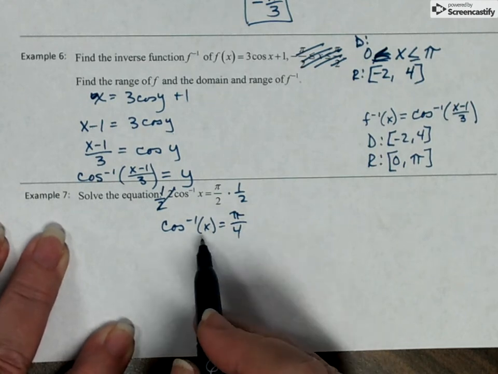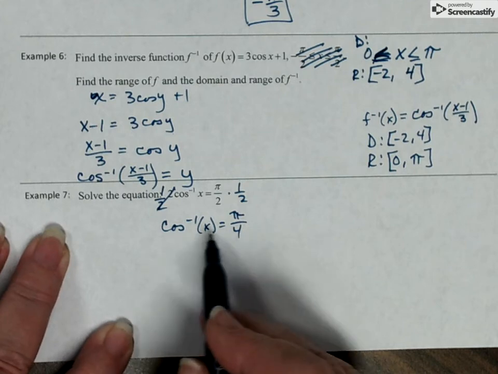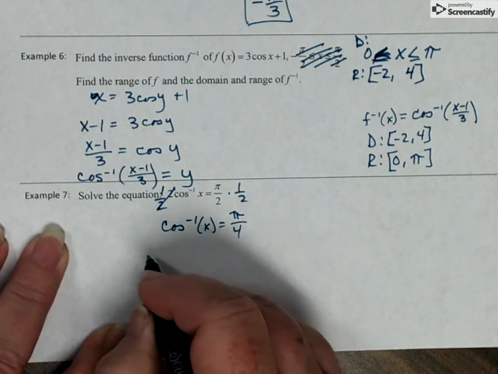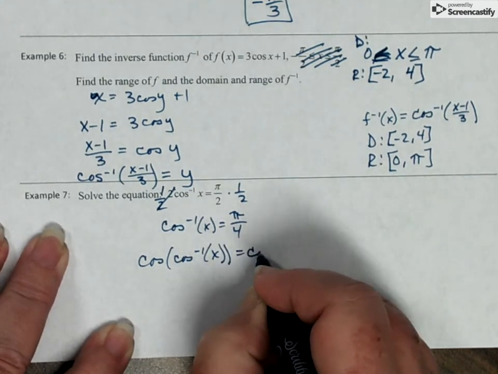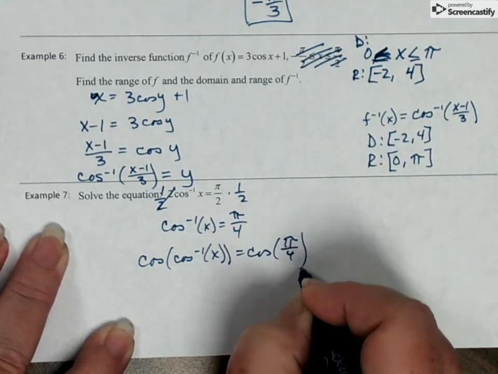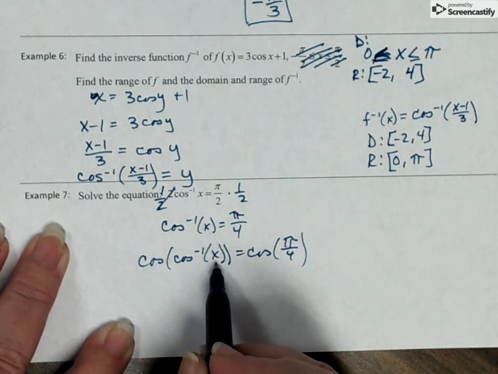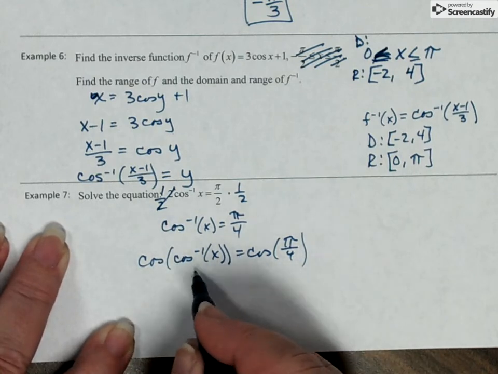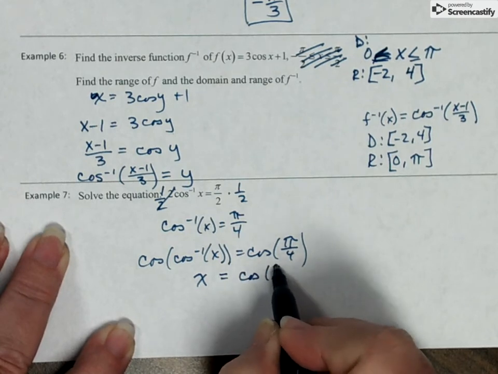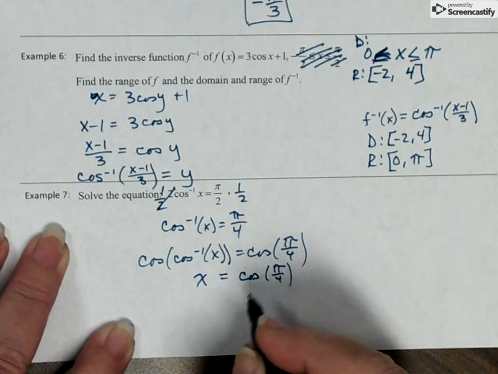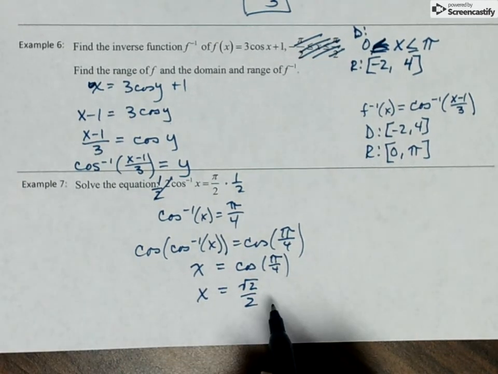So I'm asking you, if I want to isolate x, what do I have to do? I have to take the cosine of both sides, so that I would have the cosine of the inverse cosine of x equals the cosine of pi over 4. Well, what's the cosine of the inverse cosine of x? Well, x is in the domain. It's actually written into the problem that equals x equals the cosine of pi over 4. Well, what is the cosine of pi over 4? Root 2 over 2. So x equals root 2 over 2.